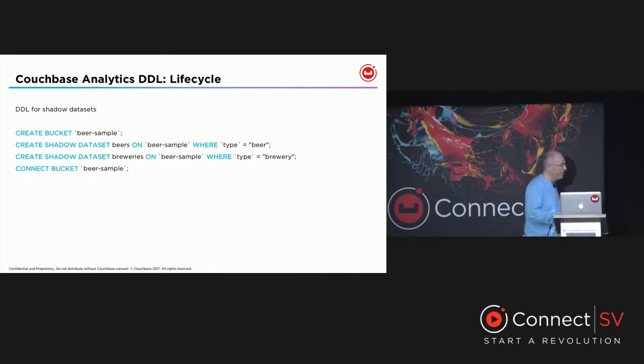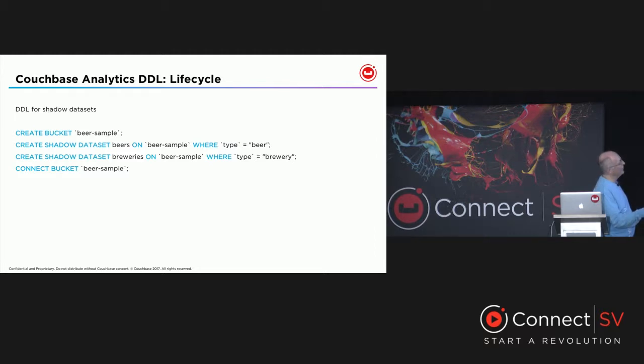So the first thing we do is we have this create bucket statement that basically tells the analytics service, look, there's a bucket like this. It has this name. Please be able to use this. And then it will create 2 shadow data sets on this bucket. So basically, the bucket has the name beer sample, and so we're creating these shadow data set beers on beer sample with a filter, where basically we filter all the documents in the beer sample, and where the type is beer, it goes into the beers data set, and for breweries, the same.